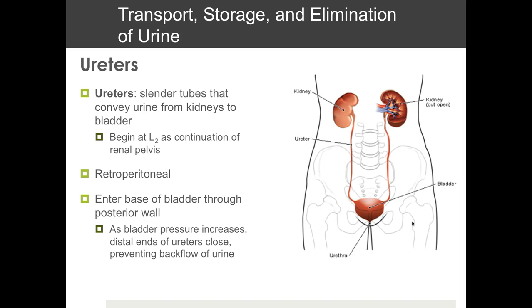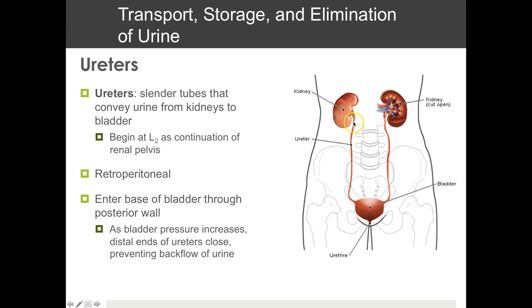So let's move into the ureters. The ureters are going to be these slender tubes that are conveying urine from our kidneys to the urinary bladder. And these are starting over at the hilum, so they begin at the level of L2. Remember that the kidneys are in the range of T12 to L5. So ureters start at L2 and they will move on down through the abdominal cavity and into the pelvic cavity here. And these are also going to be found more retroperitoneal.